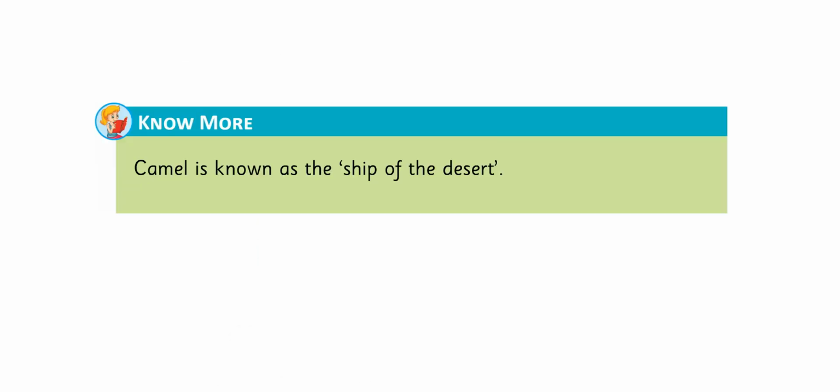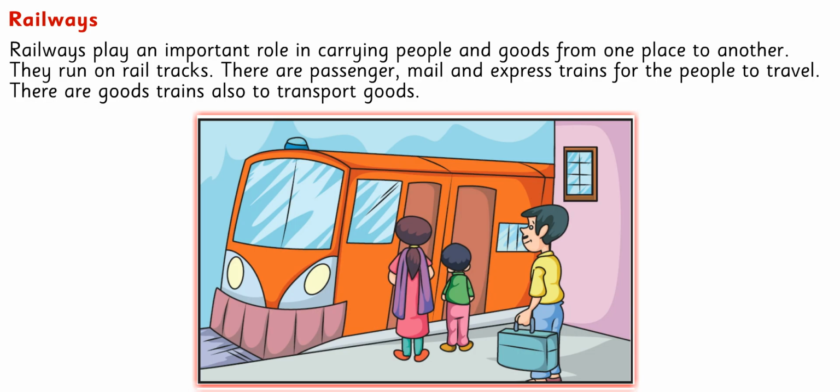Camel is known as the ship of the desert. Railways. Railways play an important role in carrying people and goods from one place to another. They run on rail tracks. There are passenger, mail and express trains for people to travel. There are goods trains also to transport goods.